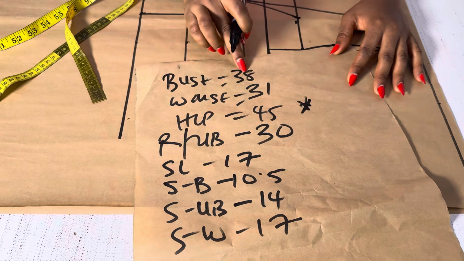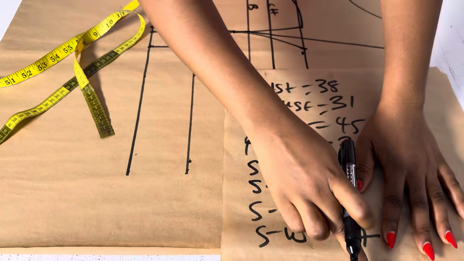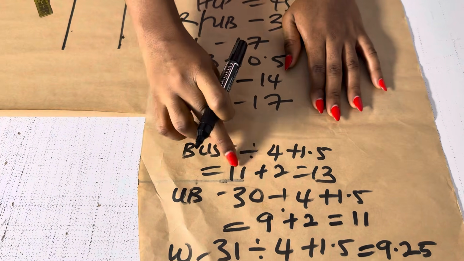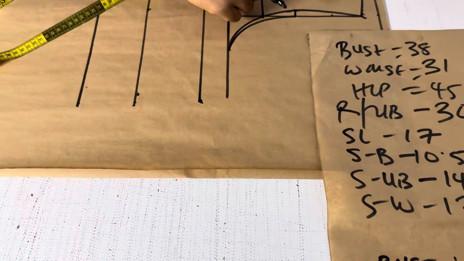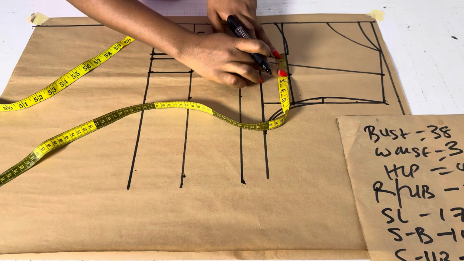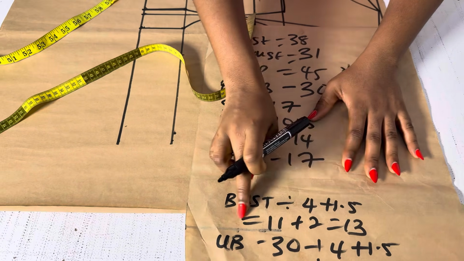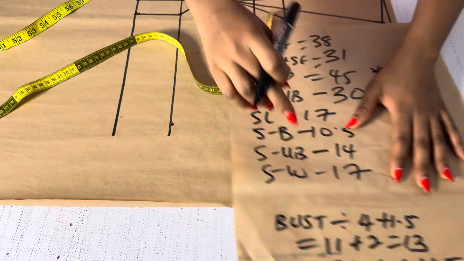The measurements we are working with for this tutorial are bust 38, waist 31, round under bust 30, as you can see in the video. And now we are going to get our horizontal measurement. After calculating your bust measurement, you have to calculate what you have in between. That's the space you have for the bust tightening. You have to get the number and add it back to your bust.